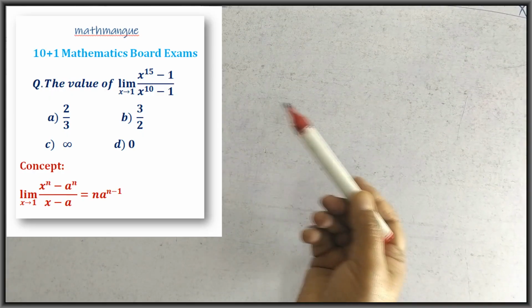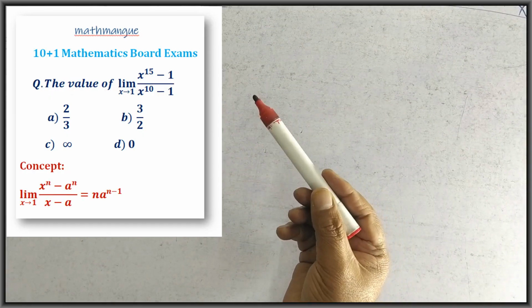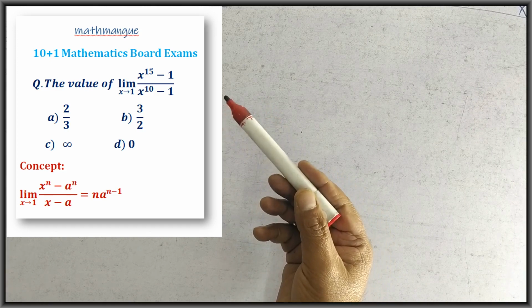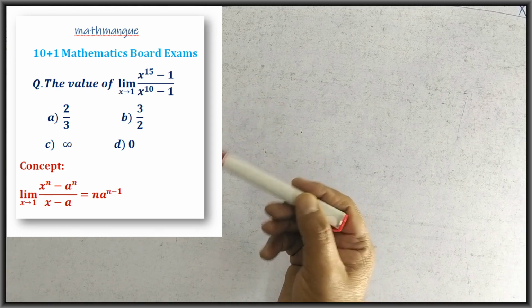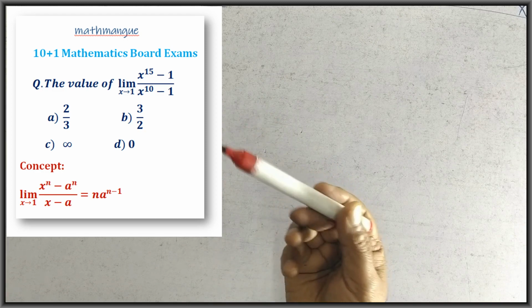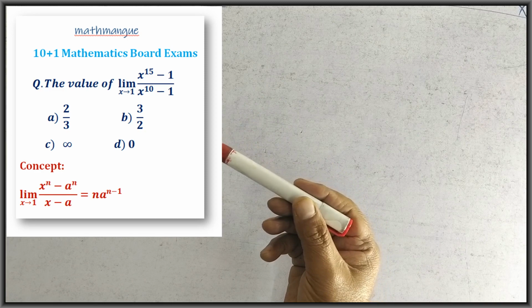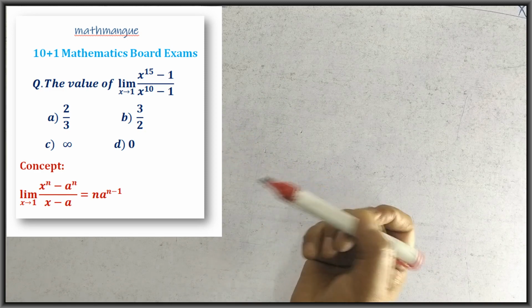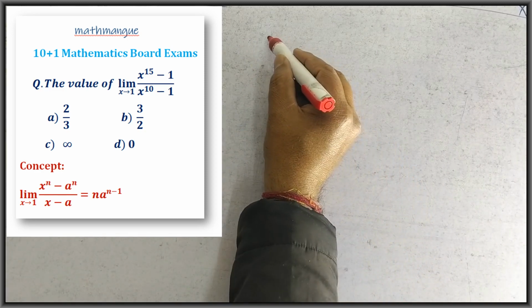Children, let us start with another question where he says the value of limit x approaches to 1, x raised to power 15 minus 1 over x raised to power 10 minus 1. A part is 2/3, B is 3/2, C is infinity, D is 10. Okay, so this question is like this.